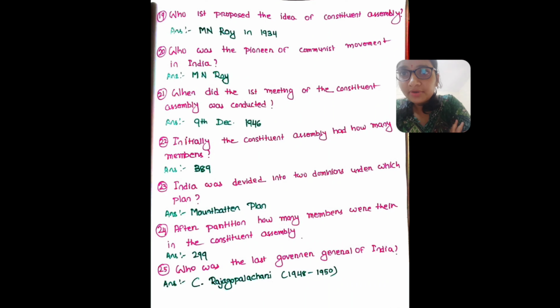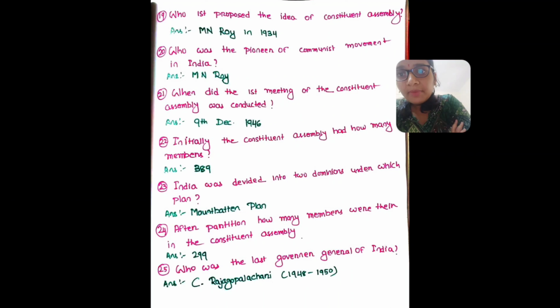And when was the first meeting of Constituent Assembly conducted? It was conducted on 9th December 1946. Initially, Constituent Assembly had how many members? Initially, it had 389 members. India was divided into two dominions under which act? It was under the Mountbatten Plan and also known as the Indian Independence Act of 1947. India was divided into India and Pakistan.